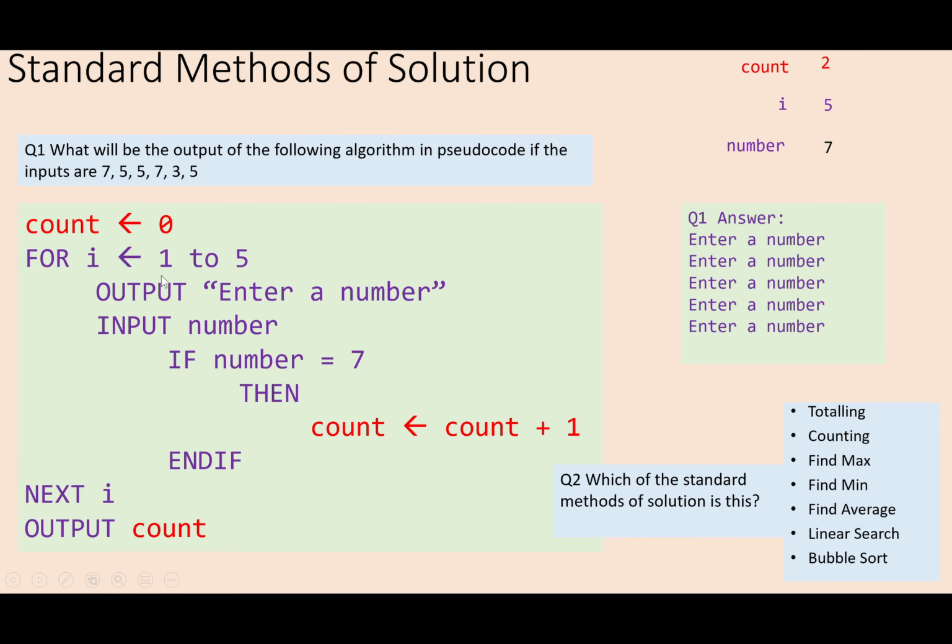So we go around again, output enter a number, input the next number, which is 3. Is 3 equal to 7? Is number equal to 7? No, that's not true, so we ignore this part here. We come to our next I.